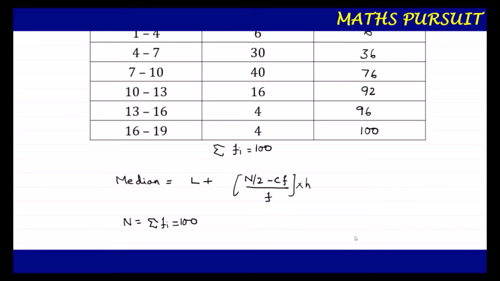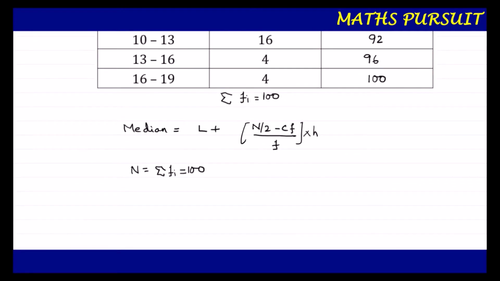So we got the value for n. Now it would be easy for us to find out the value for n by 2, or n upon 2. I can write n upon 2 is equal to 100 upon 2, that is equal to 50. Now guys, this is the first step: for calculating the median, we need to first of all find out n by 2. Now we will see why.